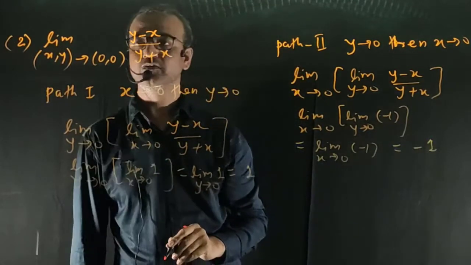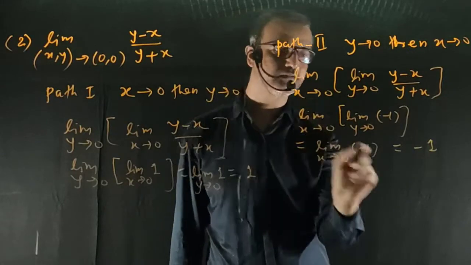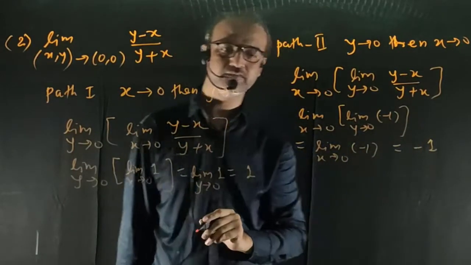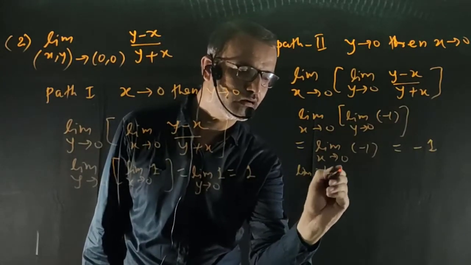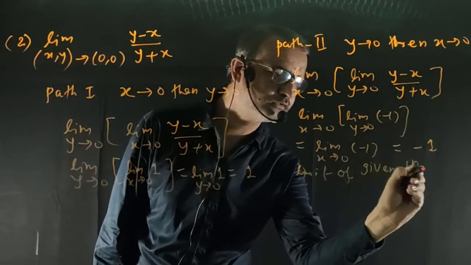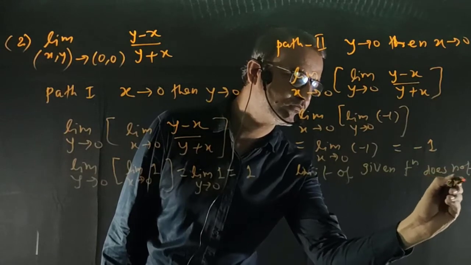Okay. Here you can see that the limit in path 1 is 1, and in path 2 is minus 1. So the limit in both the paths is different. So we will say that the limit of the given function does not exist.